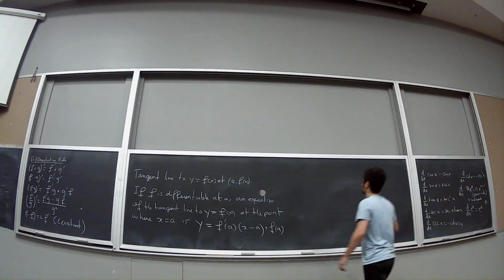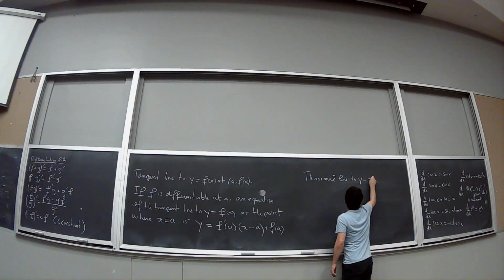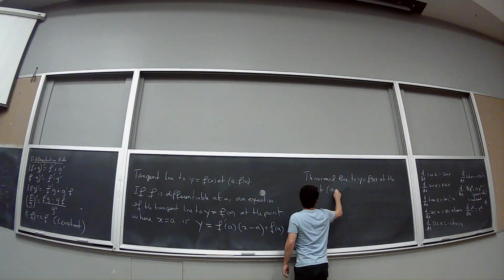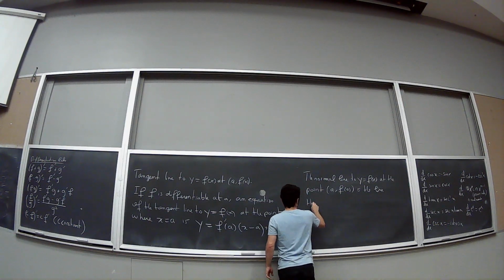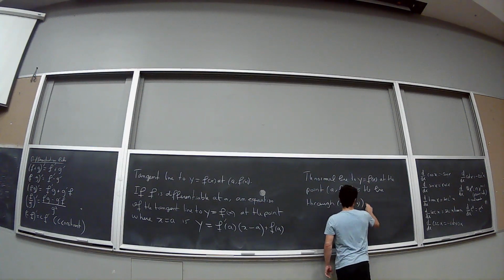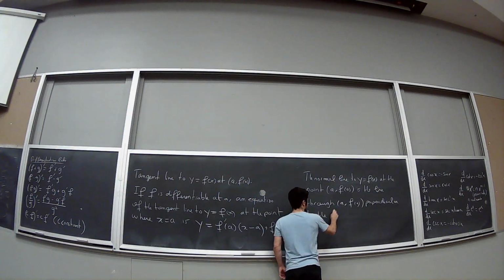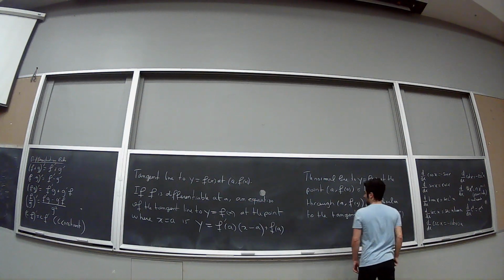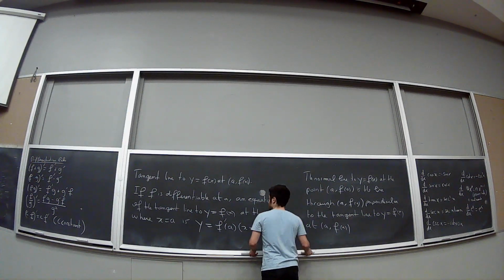The normal line to y equals f of x at the point (a, f of a) is the line through (a, f of a) that is perpendicular to the tangent line to y equals f of x at (a, f of a). Okay, we also derived an equation of this line.